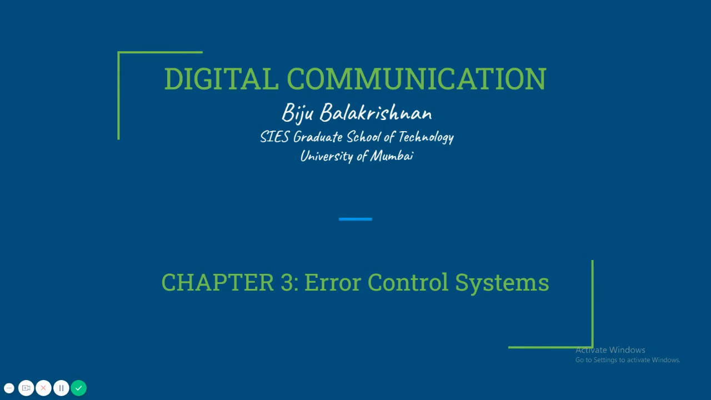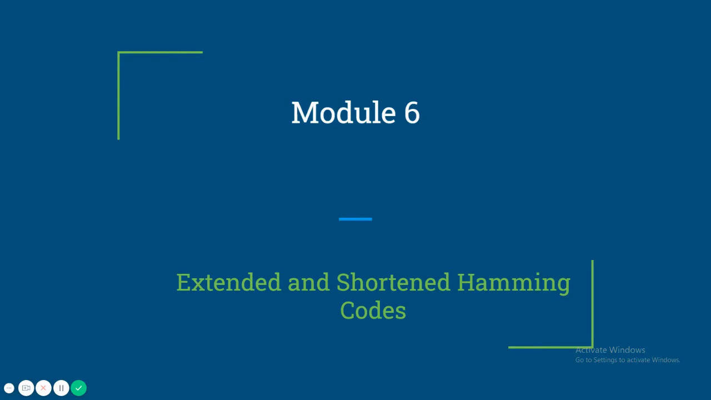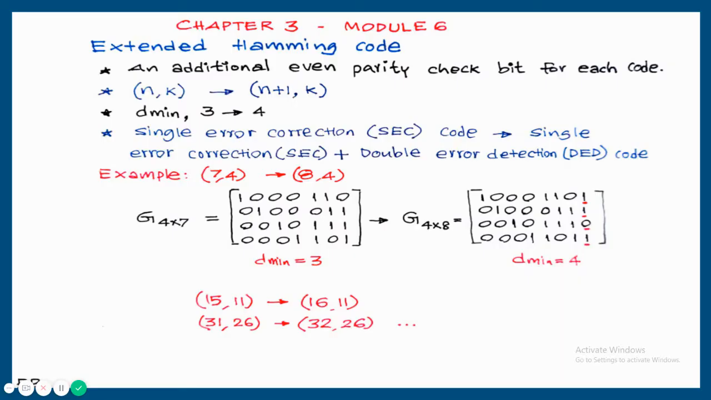Welcome to Chapter 3 of Digital Communication, Error Control Systems. Module 6 includes extended and shortened Hamming codes. First topic is extended Hamming code.